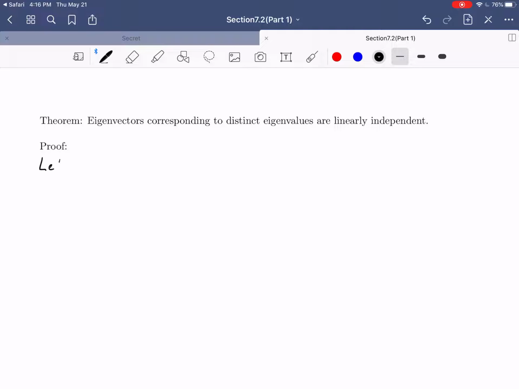So to start off with, we're going to let A be n by n with distinct eigenvalues, lambda 1, lambda 2, down to lambda m.